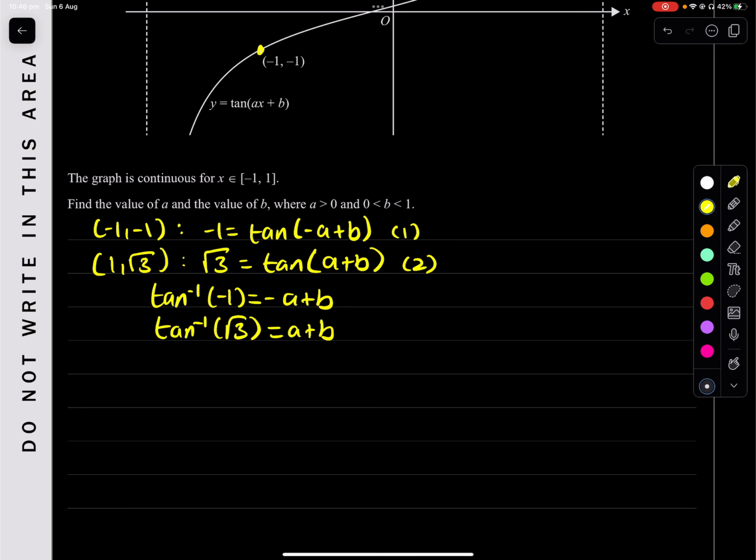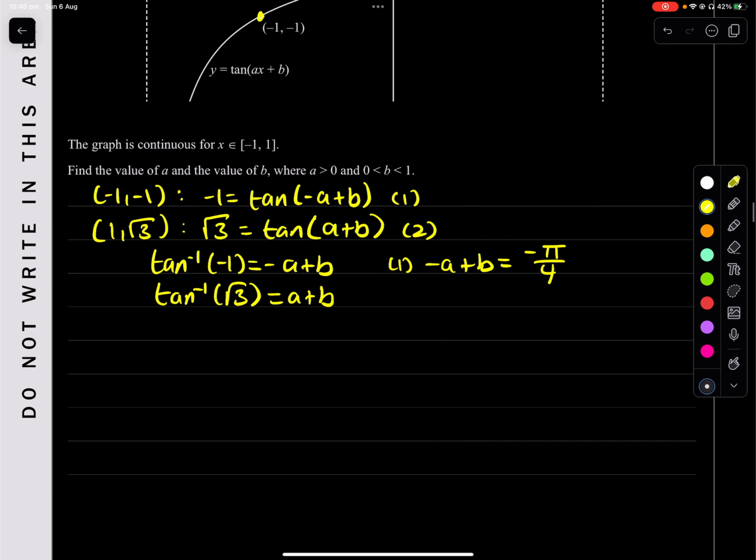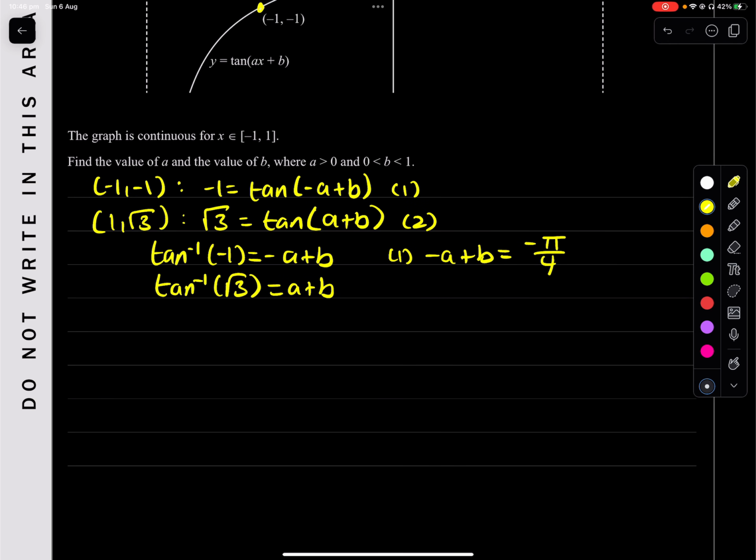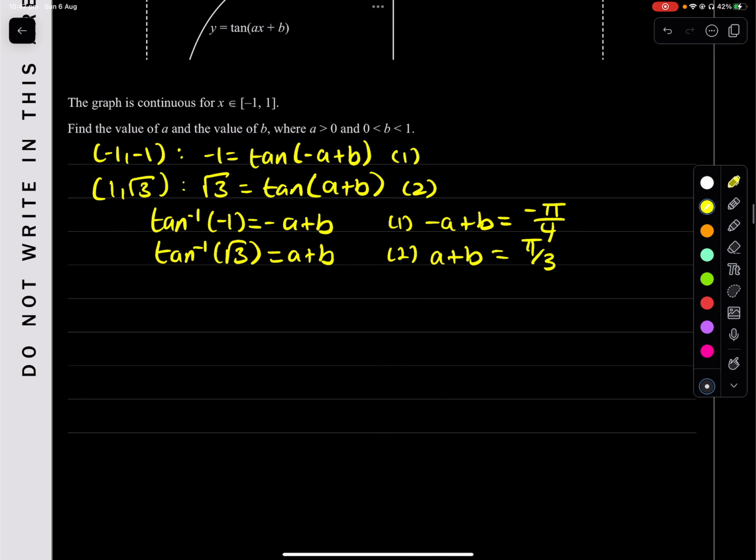I know that tan inverse of 1 is pi on 4, but it's negative. So tan inverse of -1 is negative pi on 4. So your equation 1 becomes -a plus b equals negative pi on 4. And tan inverse of √3 is pi on 3. So your second equation is a plus b equals pi on 3. Okay, perfect. Now if we add both of these, 1 plus 2, we'll get rid of the a.